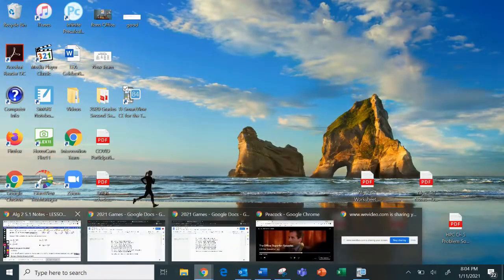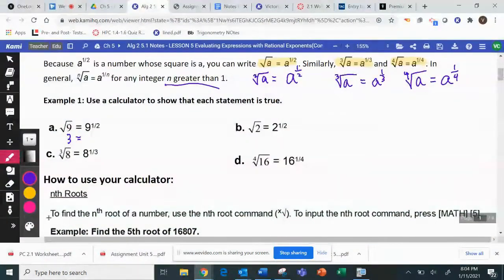Now, that should be pretty easy to type in your calculator. B should be fine to type in the calculator as well. It's maybe C and D that you might need me to explain.